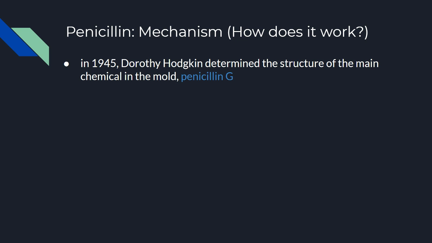Again, we call it penicillin. There's many different penicillins. We just happen to call this penicillin G. You can imagine there's penicillin A, B, C, D, E, F, and G. But this one happened to be the one that stops bacteria.